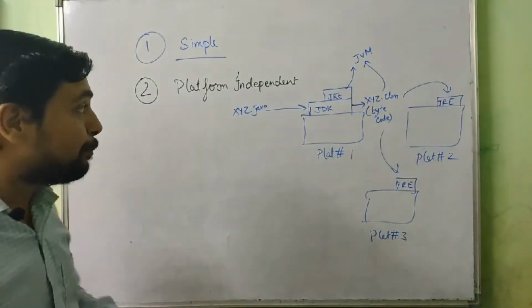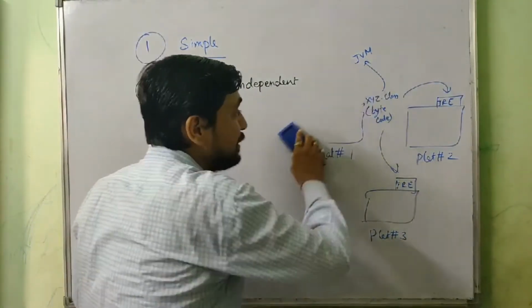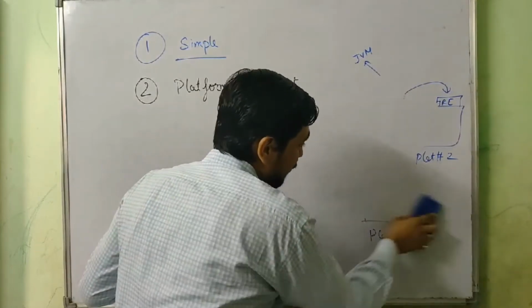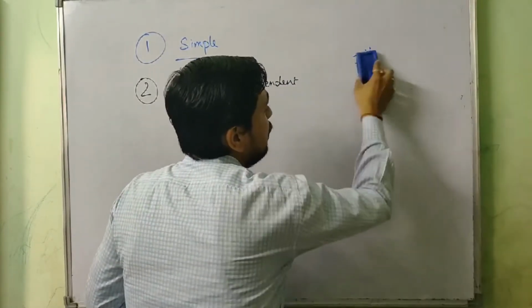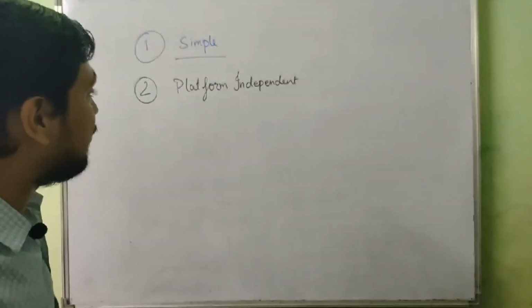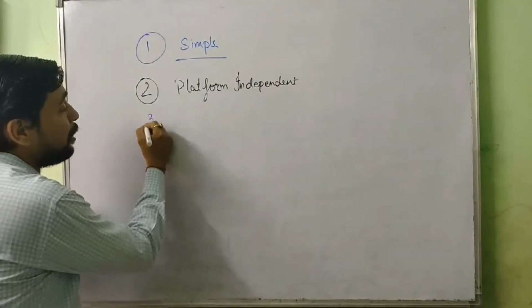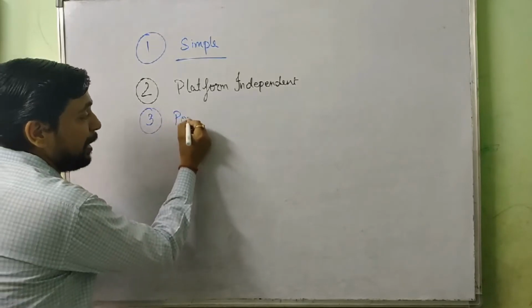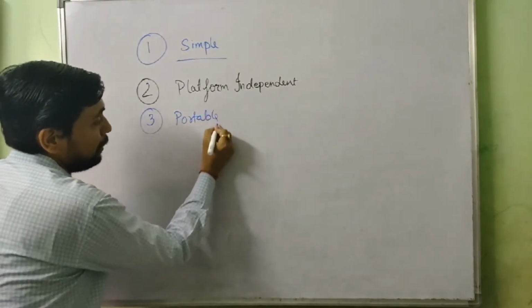The next point is portable. Portable means it can be carried to any system, and of course it is possible to carry any Java program on any system. The reason for that is Java is platform independent, and because Java is platform independent, it is portable.